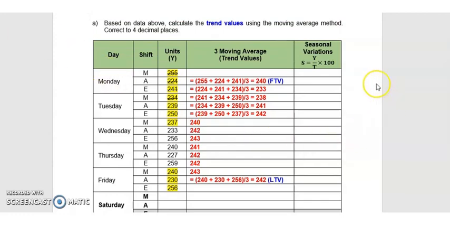That's how to answer question A on how to find trend values. Here is the first trend value. This one will be the last trend value. Here maybe you can just put a dash, meaning there will be no value here. Now look at question B.